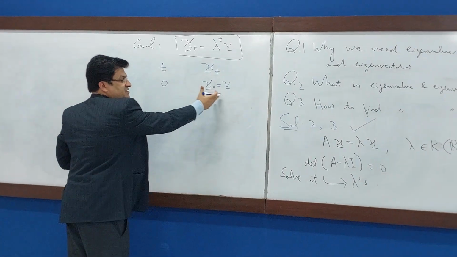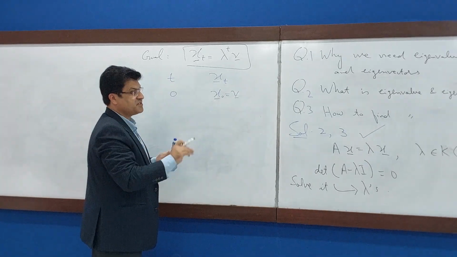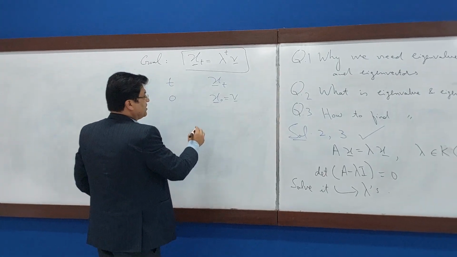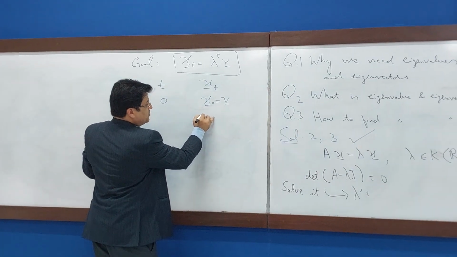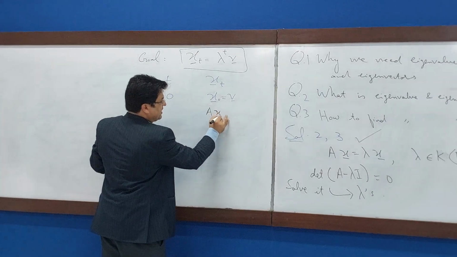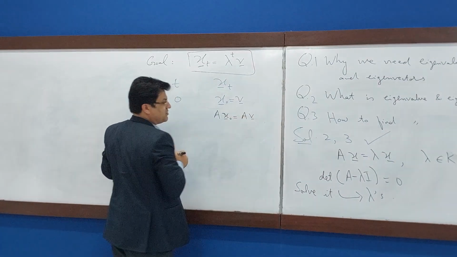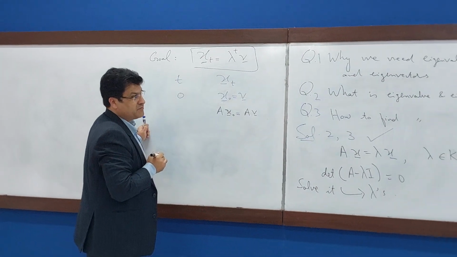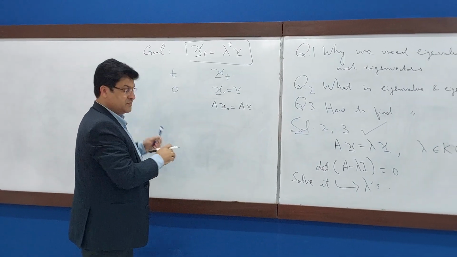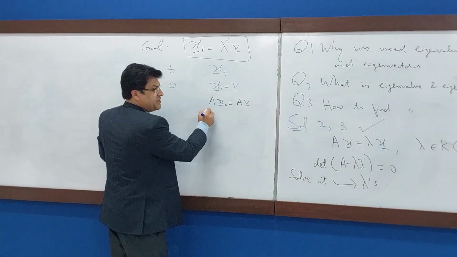Whatever is the initial guess, this is a vector, and this is our eigenvector. Let's, for the sake of simplicity, say it is like this. Now what are we going to do? We are multiplying this by a matrix: A x naught is equal to A. Agree?